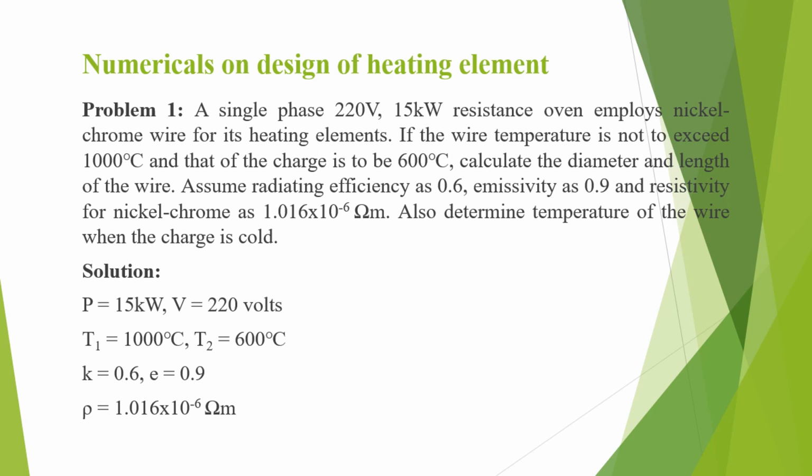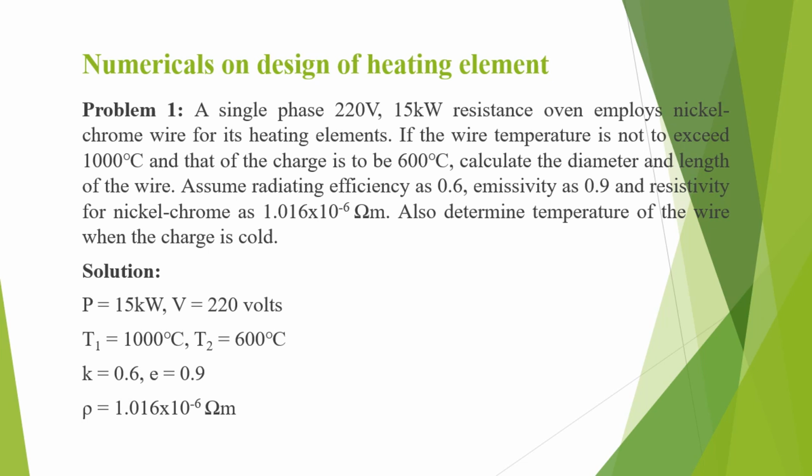Next we will see the numericals and how to solve them. The first numerical statement is: a single phase 220 volt 15 kilowatt resistance oven employs nickel chrome wire for its heating element. If the wire temperature is not to exceed 1000 degrees Celsius, and that of the charge is to be 600 degrees Celsius, calculate the diameter and length of the wire.